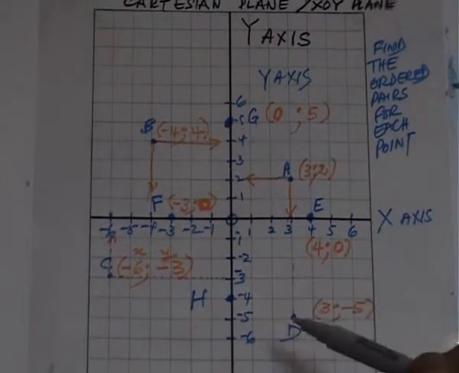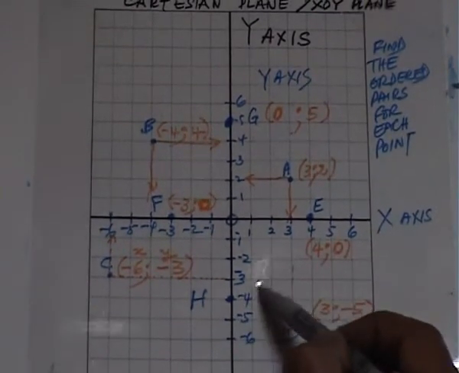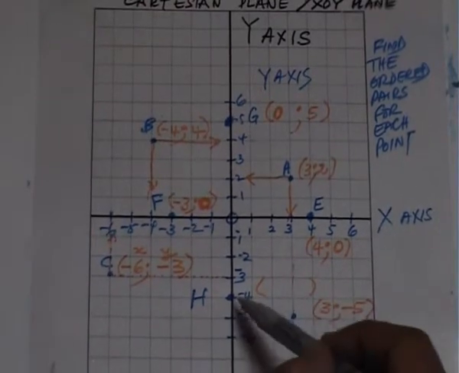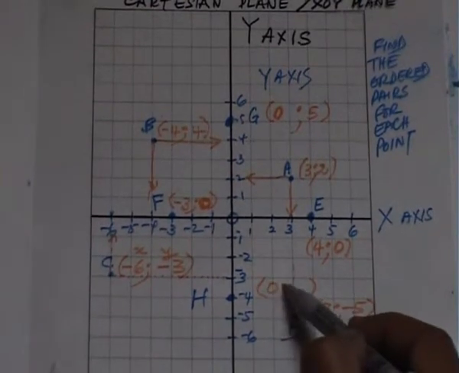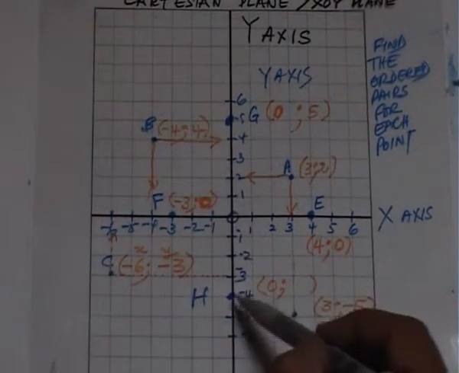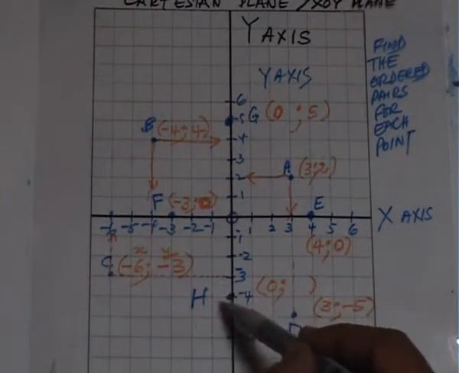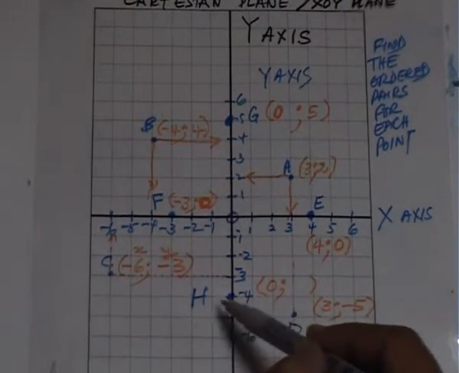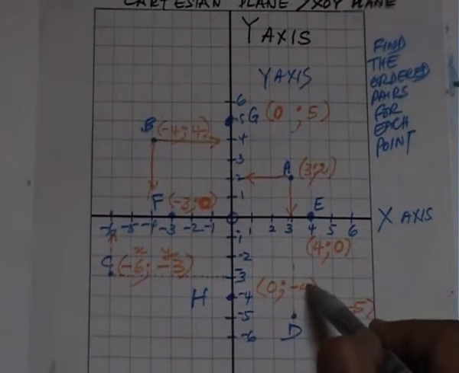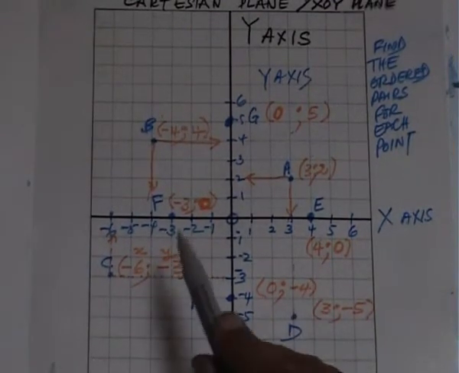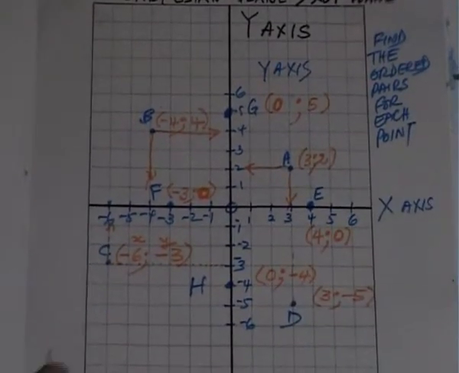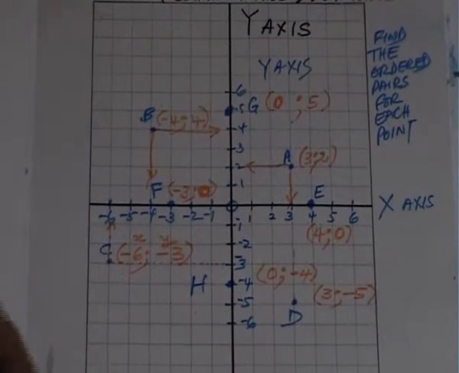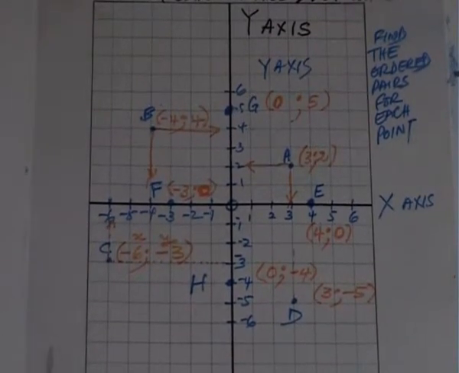Let's go to H. There's H here. So from H, you must go to the x-axis first. It is 0. And then what is the y value? Clearly the y value is minus 4. The dot is at minus 4. So the y value is minus 4. So you must be able to find the ordered pairs for points. If you don't know this, please revise and try it over and over till you can get it right.